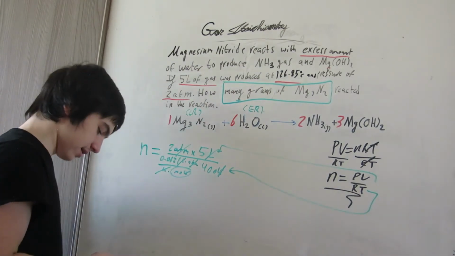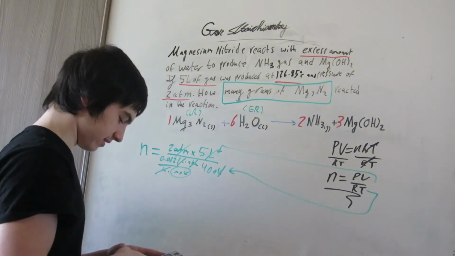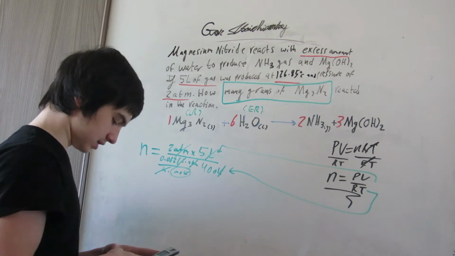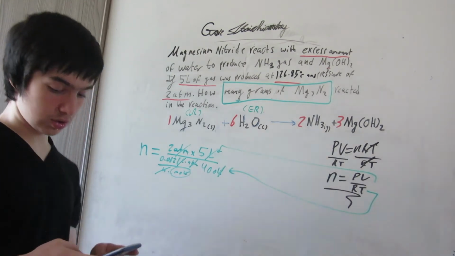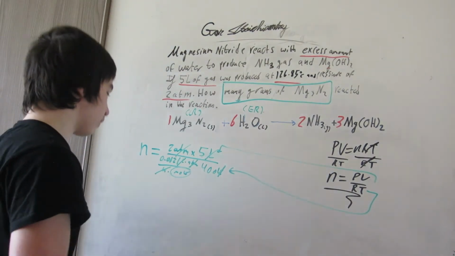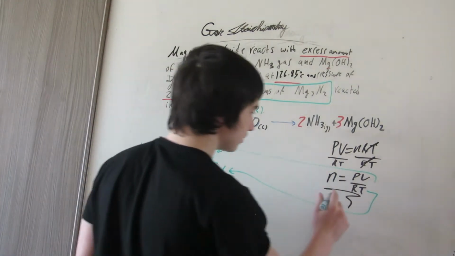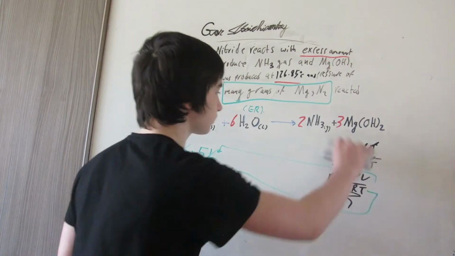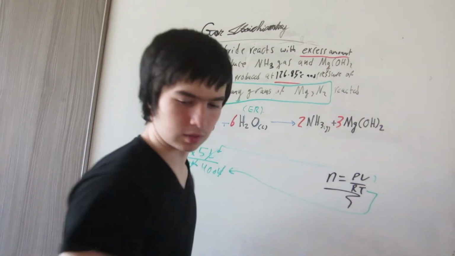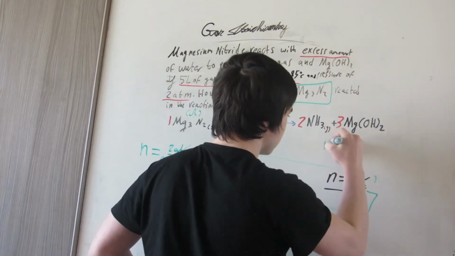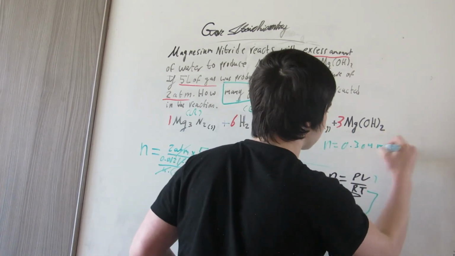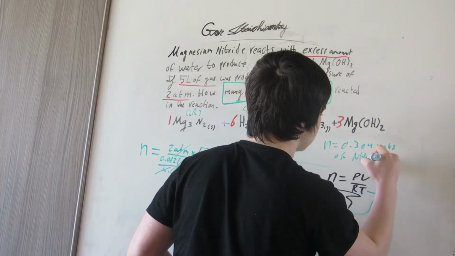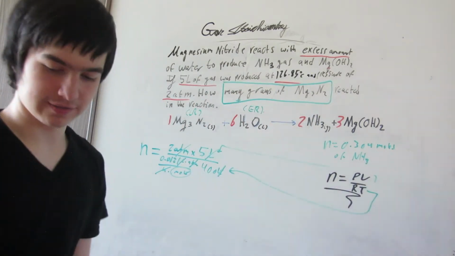So let's do the math. A fraction, 2 multiplied by 5, then divided by 0.0821 multiplied by 400, which is going to equal 0.304 moles. So our mole that is given is going to be 0.304. So n equals 0.304 moles of NH3. Alright, great. So that's the first given.